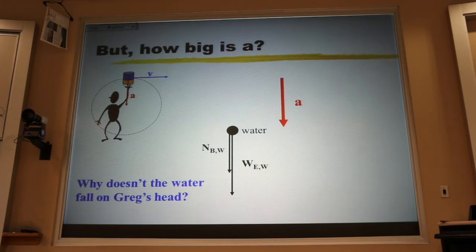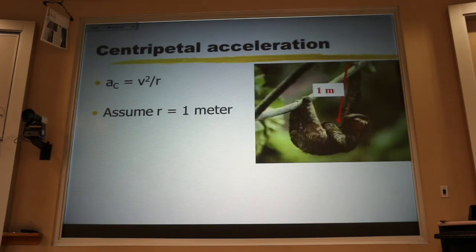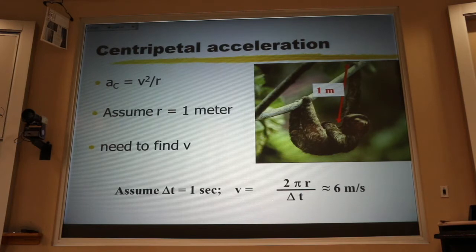Now, we've got to do some approximating. We have this formula, v squared over r. Let's just, for the sake of making the numbers easy, take r equal 1 meter. And that seems reasonable given the fact that I'm swinging it. So about 1 meter. Okay? Now, we need to find v.